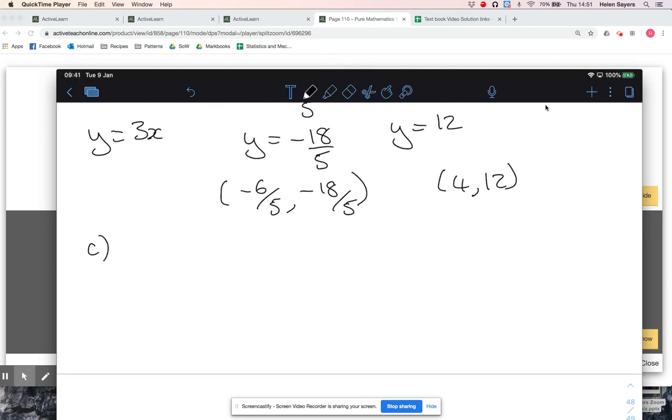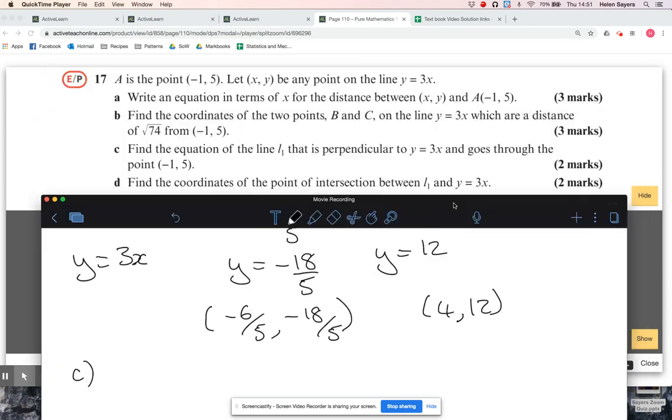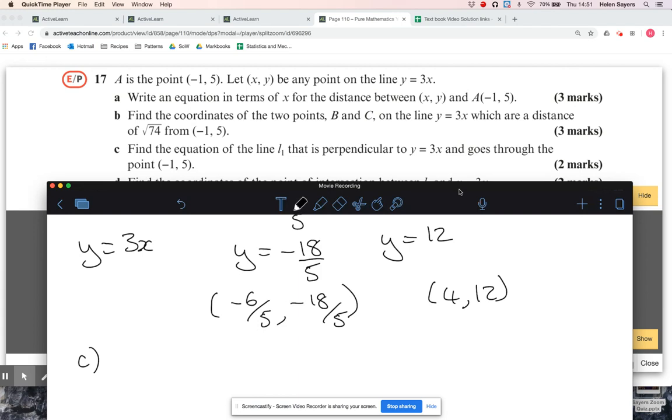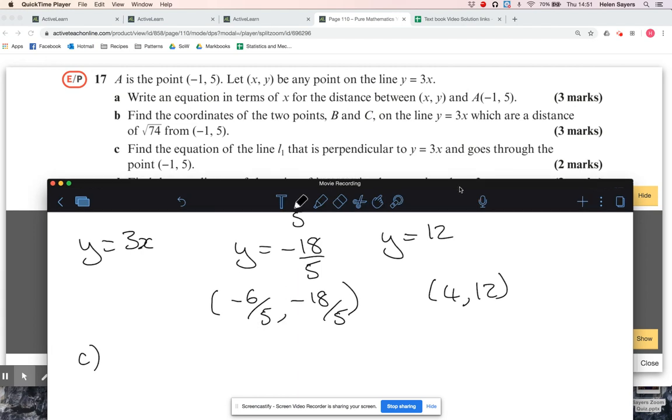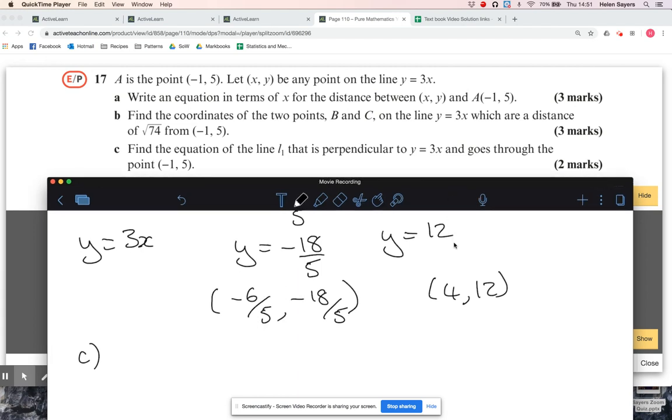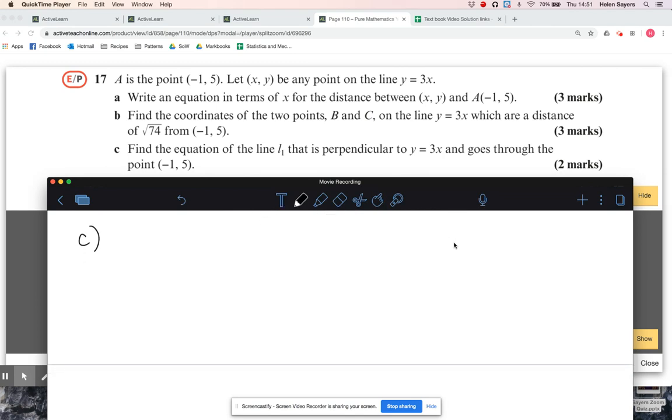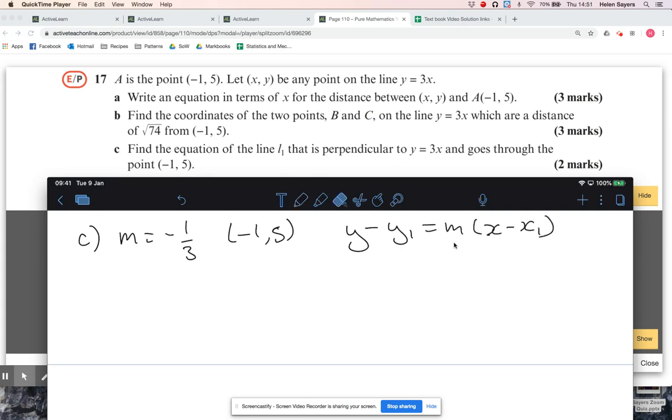So on to part C. What have I got? Find the equation of the line L1 that's perpendicular. Okay, so actually this has got a bit simpler, I think. If it's perpendicular to y equals 3x, it's got a gradient of minus a third, and it's going through minus 1, 5. So I'm going to use y minus y1 is m times x minus x1.